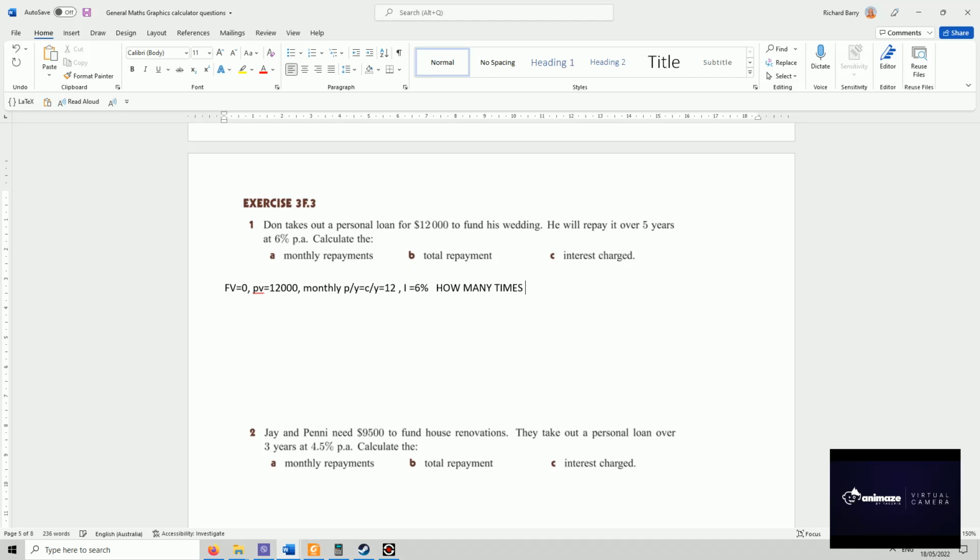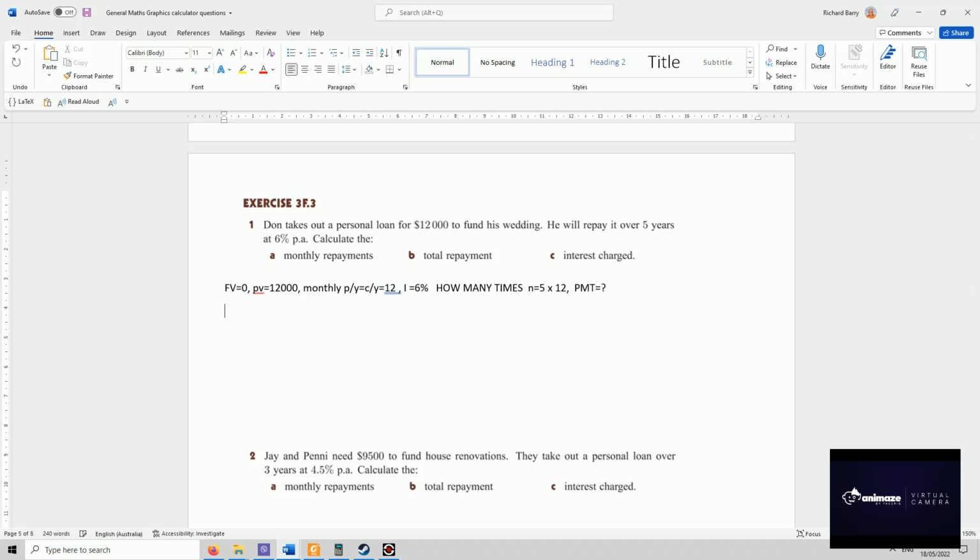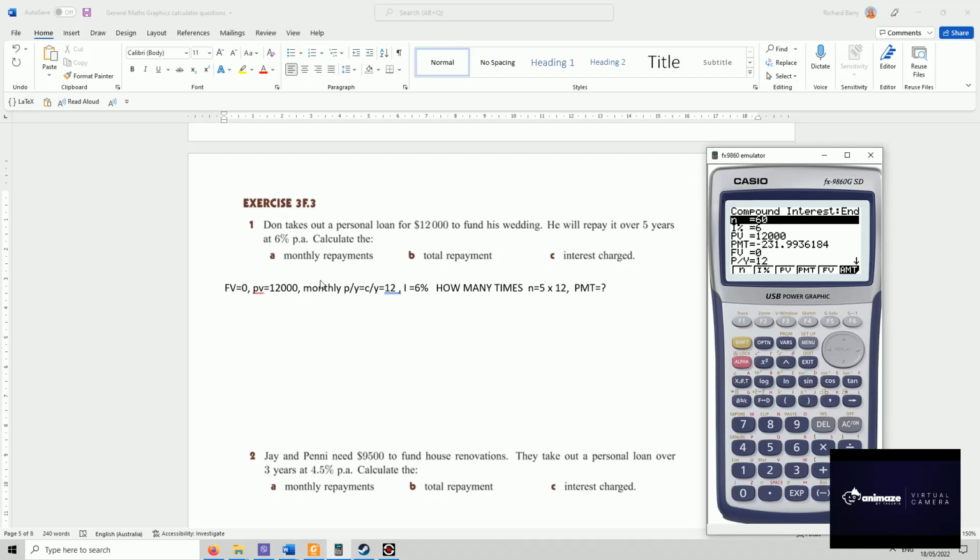Normally you wouldn't write that. Normally you just write N equals 5 years times 12 monthly. That's pretty well all the stuff, and then we're going to highlight which one am I looking for. This is how you should set this out. Which one am I looking for? That's what I'm looking for. So let's put all that in the calculator again.